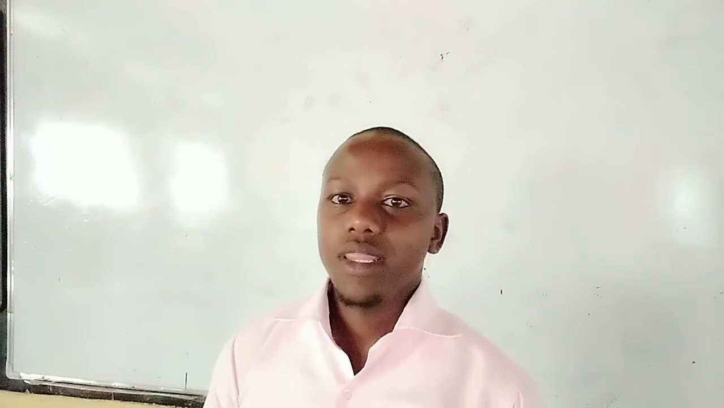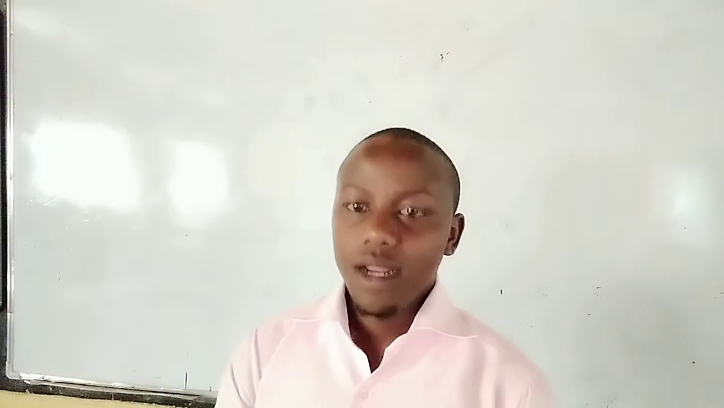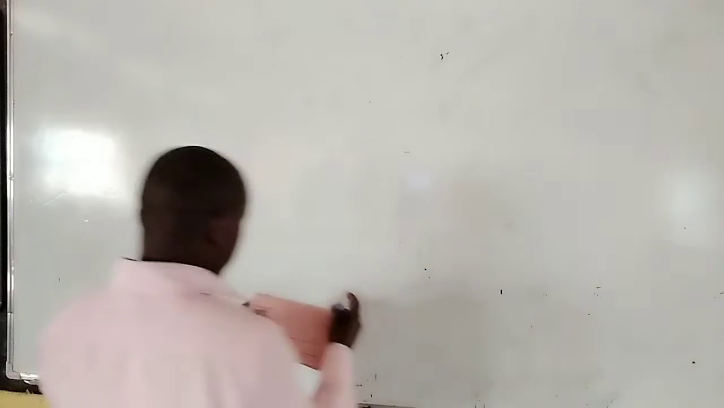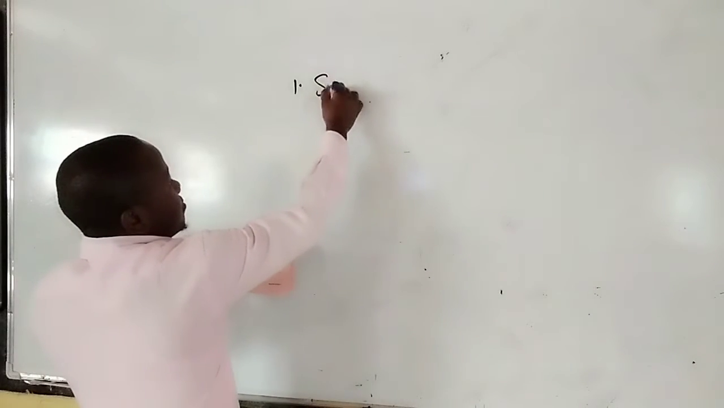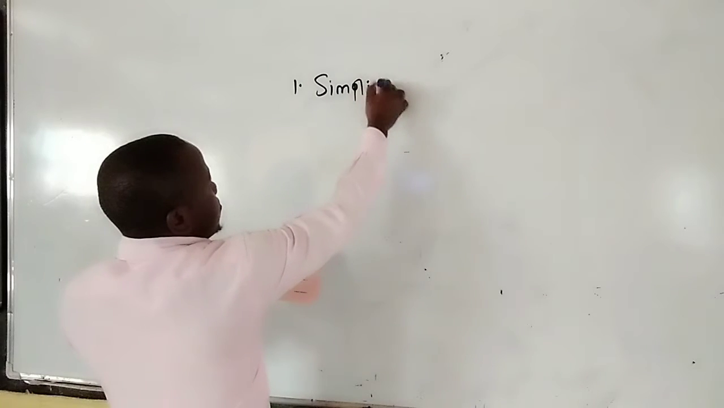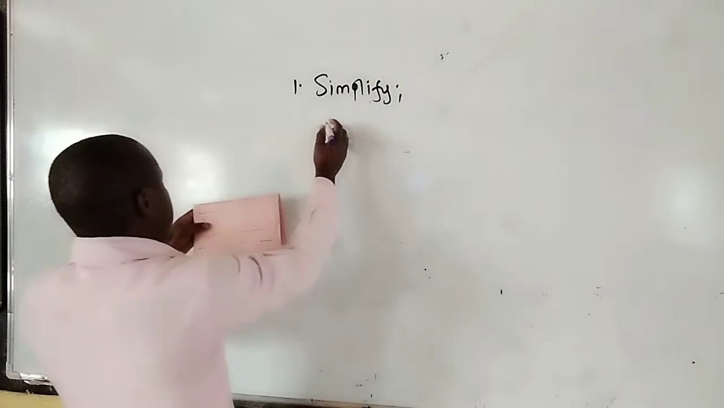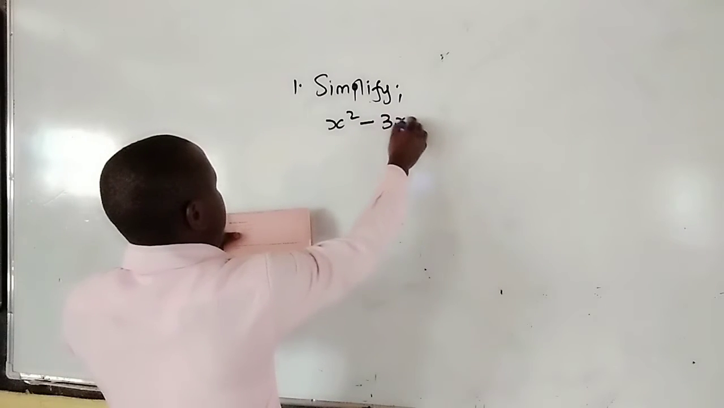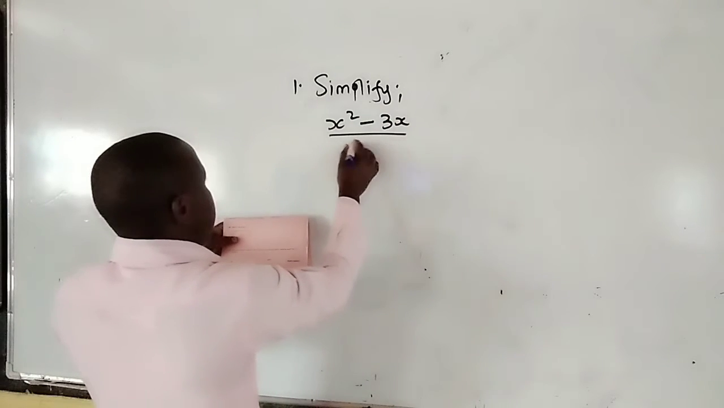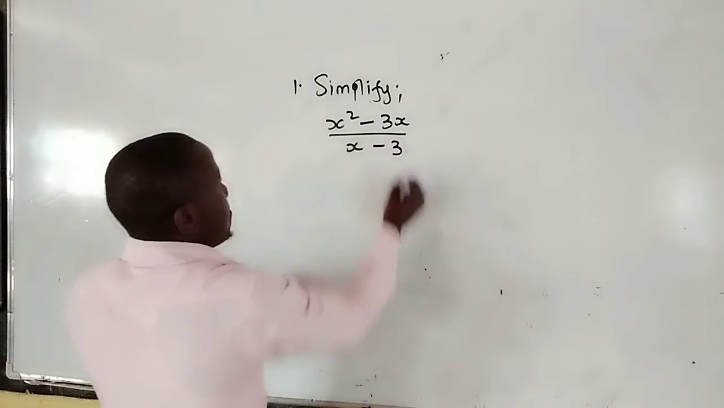Therefore, the exam section 1, number 1: by use of common factors, simplify x squared minus 3x divided by x minus 3.